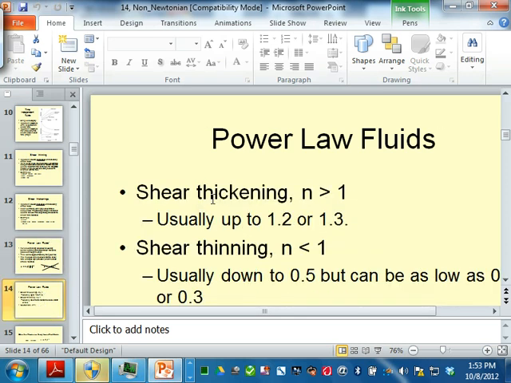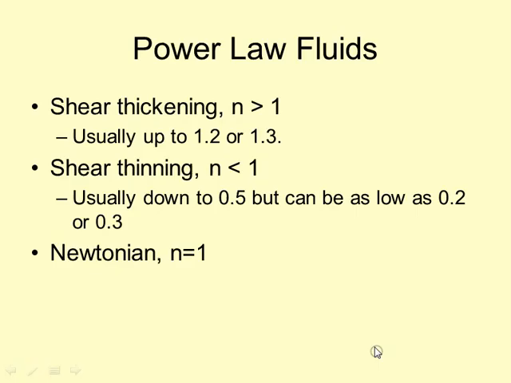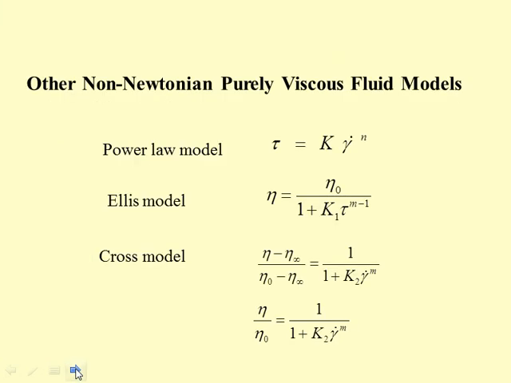So shear thickening is n larger than 1, usually up to 1.2, 1.3. Shear thinning can go down to 0.5, usually between 0.5 and 1, but can go down as low as 0.3 in some cases. Newtonian is 1, no problem. So this is the power law model that we use.